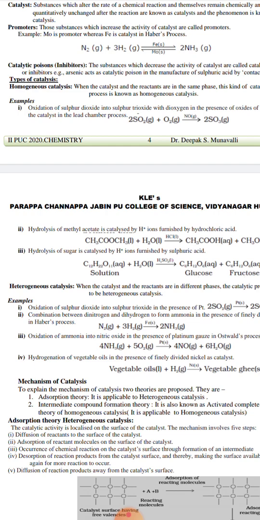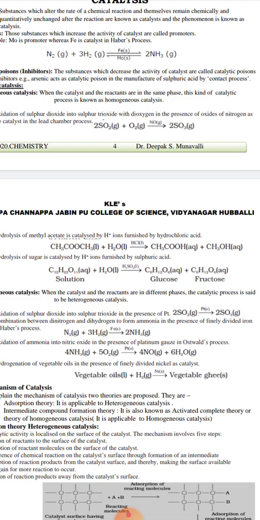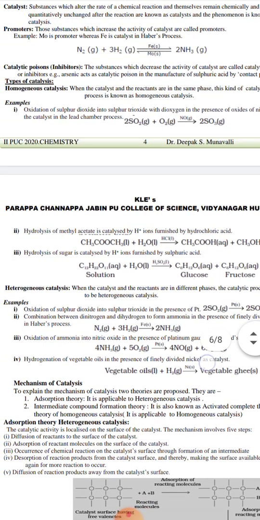So methyl acetate, CH3COOCH3, on treatment with water, on hydrolysis gives acetic acid, CH3COOH, and methyl alcohol. In this one we are using a catalyst. The catalyst and all the reactants are in the same physical state. Which is the catalyst here?